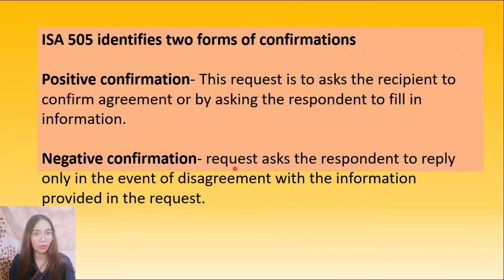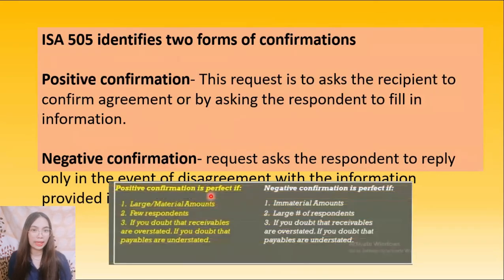Negative confirmation, which is a request that asks the respondents to reply only in the event of disagreement with the information provided in the request. So unlike dun sa positive confirmation, sa negative confirmation, hindi required na mag-response or mag-reply yung independent third party. Mag-reply lang yung third party in the event of disagreement or hindi match yung information na kino-confirm natin dun sa record nila. Pero, kapag hindi sila nag-respond, automatic na yon na yung kino-confirm nila na tama yung amount na yon, yung information na gusto natin i-confirm.